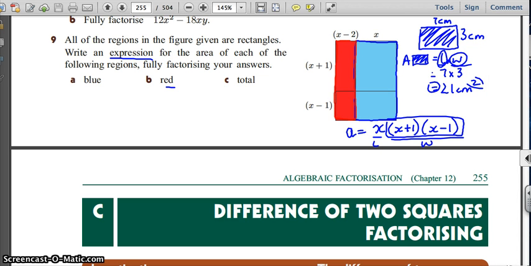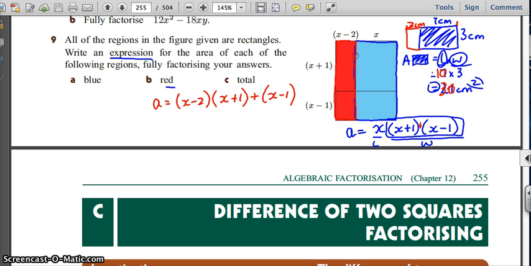Of the red, what do we have there? Bracket x minus 2, bracket x plus 1. Now there's a problem there: bracket x plus 1, bracket x minus 1. The problem is that this would have to be plus. If I said that this extended to here, and this was 3 centimetres, you would say that the total length from there to there is 7 plus 3, which would change that to be 10, which would change that to be 30 centimetres squared.